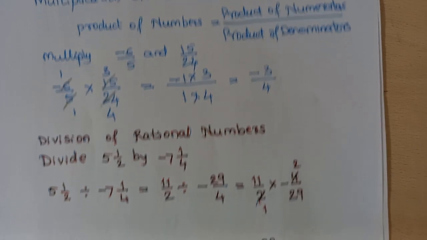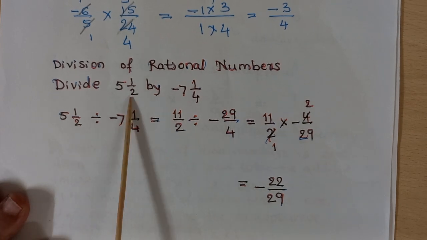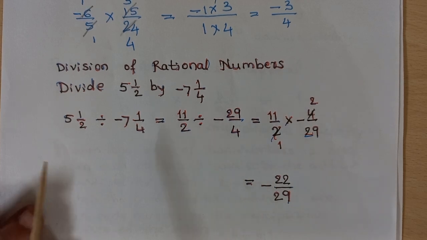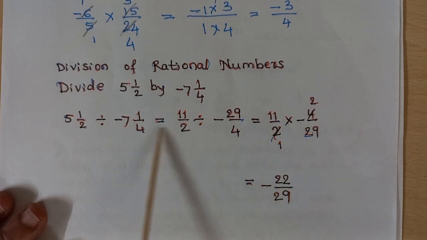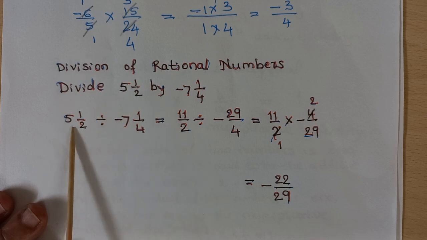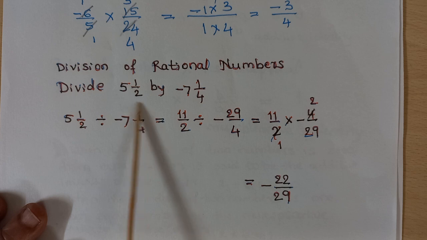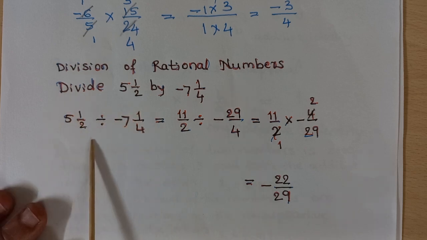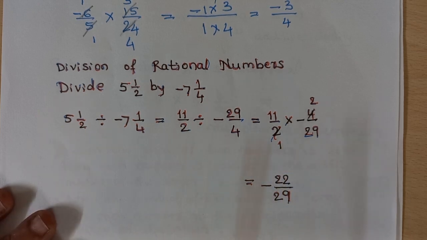Now division of rational numbers. We divide any rational number by any other rational number. While doing so, we change the operation and we write the reciprocal of the divisor. Here this is the dividend and this is the divisor. Right? And this divisor and the dividend are in the mixed fraction form. We will convert them into improper fraction form. Then we multiply or divide.